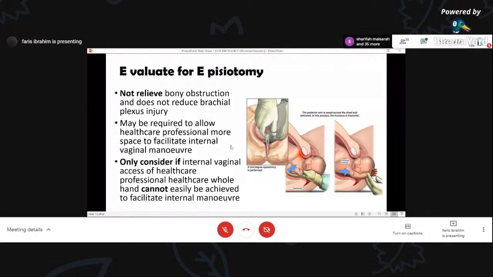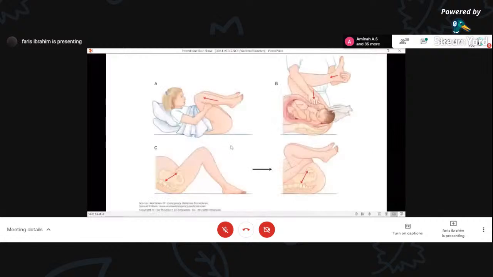So that is the role of episiotomy in the case of shoulder dystocia. Okay, now legs. Okay, now legs maneuver. So legs maneuver, there is only one, McRoberts maneuver. The way it is done, you hyperflex the hip and also the knee.